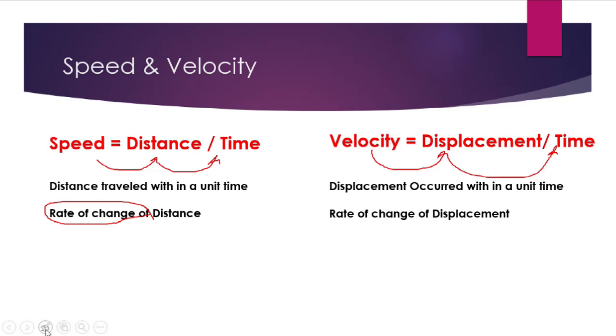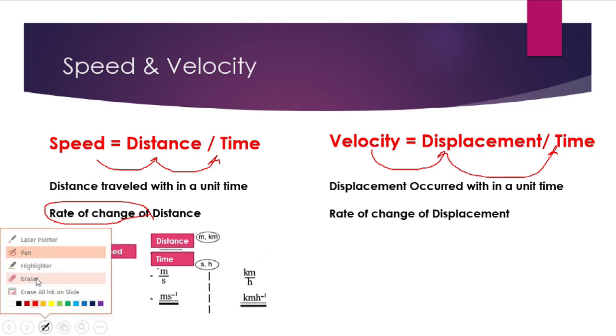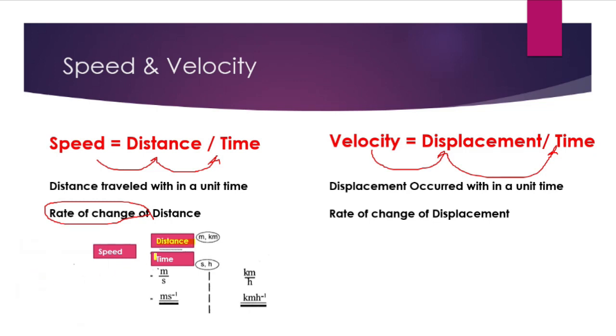And after that, it is important to understand the units of speed and velocity also. Speed is equal to distance divided by time. Normally we use meters and kilometers to measure the distance, and seconds and hours to measure the time. Therefore, we can construct two units to measure the speed. What are the two units? Meters per second and kilometers per hour.